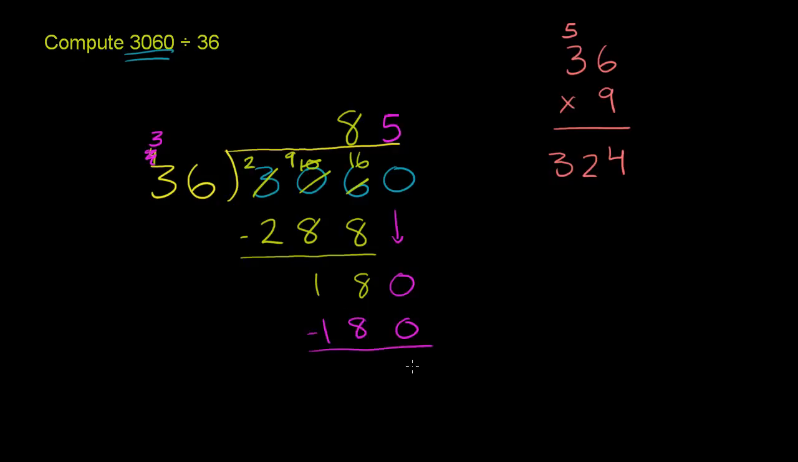You subtract 180 from 180, you get 0. So we have no remainder. So we're left with 36 goes into 3,060 85 times. So this is equal to 85.